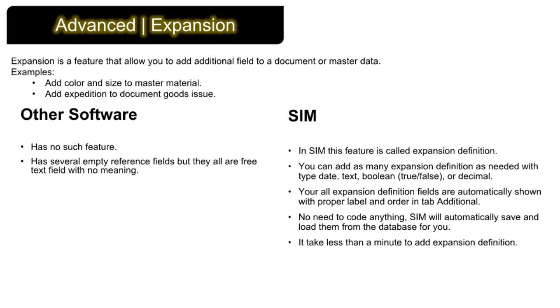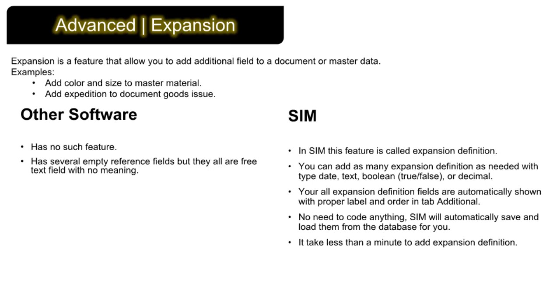To be exact, this feature is called Expansion Definition, where actually you add the database table definition by adding your own field or column. The data type is not limited to string only, but can be of date, Boolean true or false, or even decimal to save such as quantity or money amount. All your expansion definitions will appear in tab Additional in the targeted form. You do not need to code any single line of code.